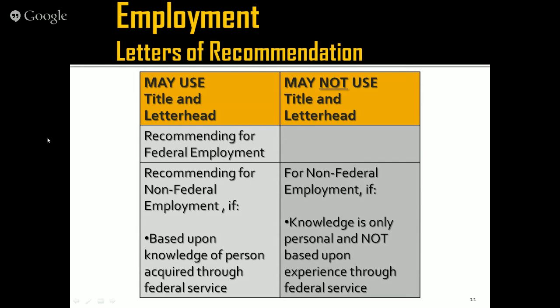And this chart that I've given you here is to sort of try to help parse out that language in the provision. So an employee may use their title and they may use agency letterhead in two instances. The first is if they're recommending anyone for federal employment. Right. Okay? So as long as the employment is federal employment, you may use your title and letterhead to recommend anyone, irrespective of how you know them, irrespective of whether you've ever worked with them in federal service. If it's for federal employment, you may use title and letterhead.